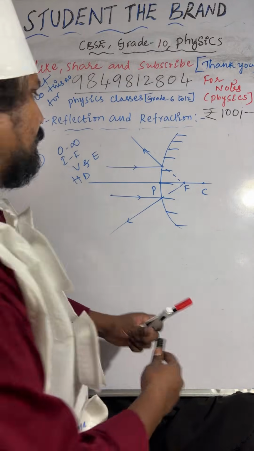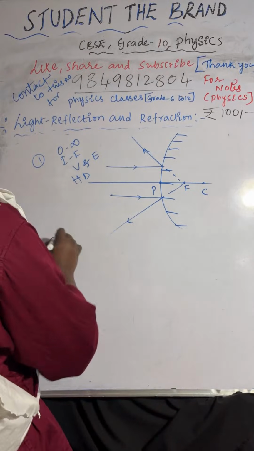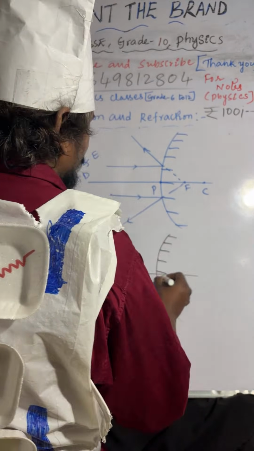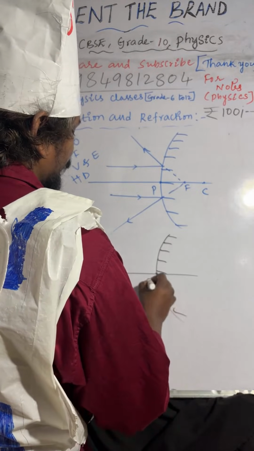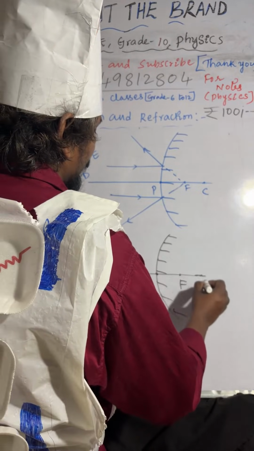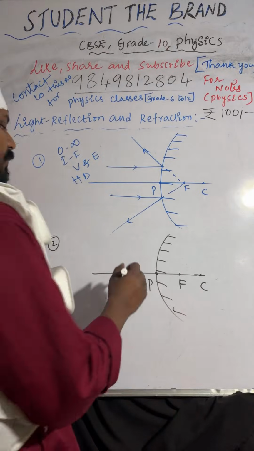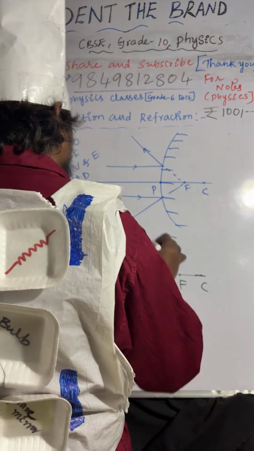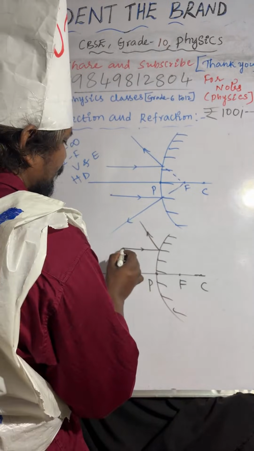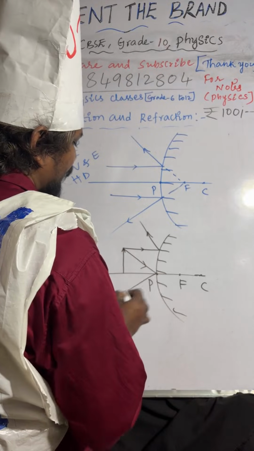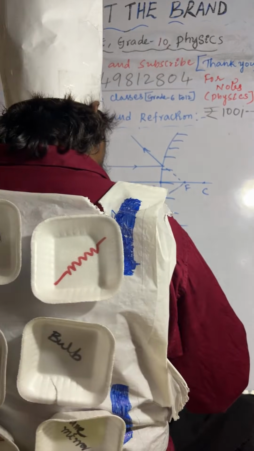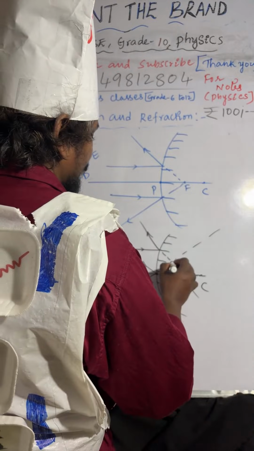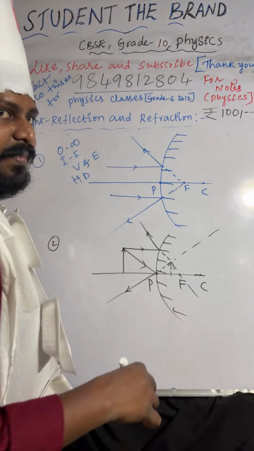Coming to the next one, here you can see the pole, focus and center of curvature. The object is placed here. One light ray I am taking like this. After reflection, those rays are moving away. Another light ray is incident at the pole and reflects back. If you extend these reflected rays backward, they meet between P and F.